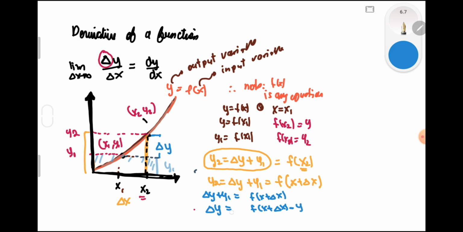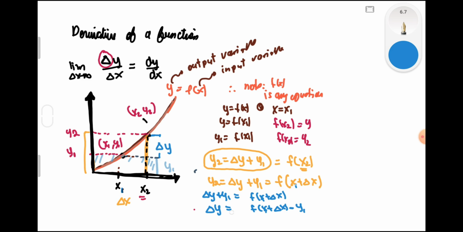Minus y sub 1. But what is my y sub 1? Our y sub 1 is basically our f of x sub 1, but particularly in this equation, I just consider it as x. So take note, this x plus delta x is probably the x sub 1 plus our delta x. So x sub 1 plus delta x minus y sub 1.